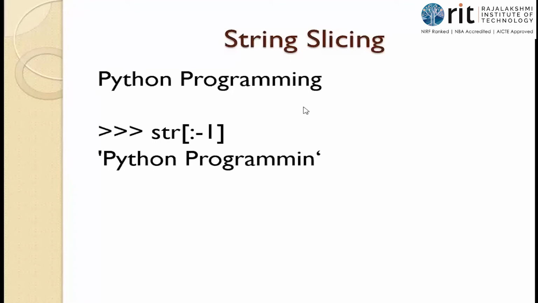-2 is negative, so go from right to left. At -1 we have the character g. At -2, what is the character? n. So we print up to n, starting from the beginning. So from "Python" up to n gets printed. So this is how you do the logic. Okay, so these are the examples of slicing.